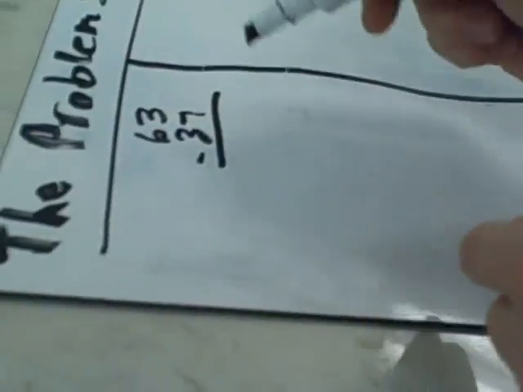You would always start with the smaller number, which is 37. 37 plus 3, because you want to round up, circle the 3, equals 40. Next, 40 plus 20, circle the 20, equals 60. 60 plus 3 equals 63.